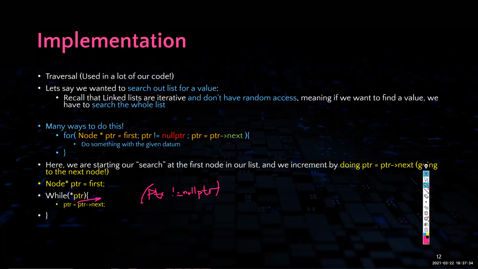And if you ever get confused, think about how we worked with arrays. We started at our first element in the array, and we went to the next element by doing PTR++. Instead of doing PTR++, all we're doing here is saying PTR is equal to PTR next, which is going to the next node.